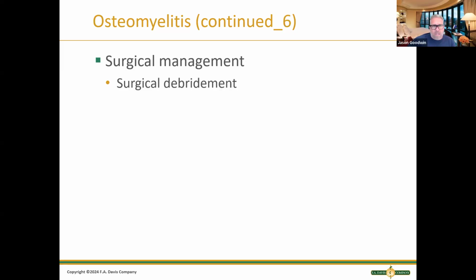Okay, so you can actually go in and open somebody up and open the bone up and debride it, right? Clean it out, wash it out. So if the antibiotics aren't working, if there's an abscess, if there's a collection of infection inside the bone, if it's in a joint, if there are neurodeficits or spinal instability or an amputation necessary, these are all surgical interventions if necessary.